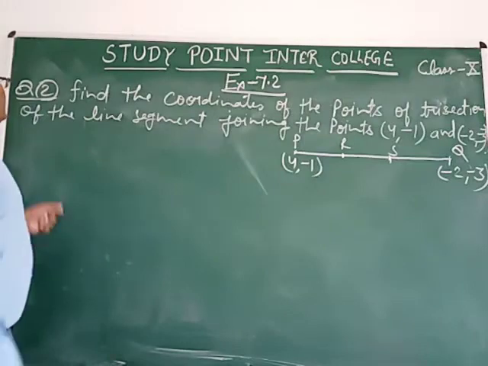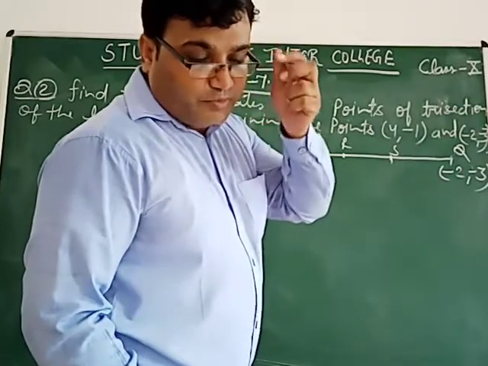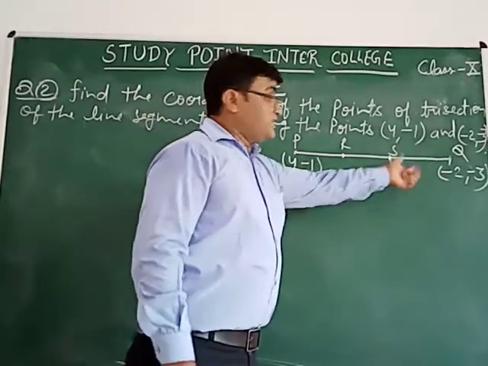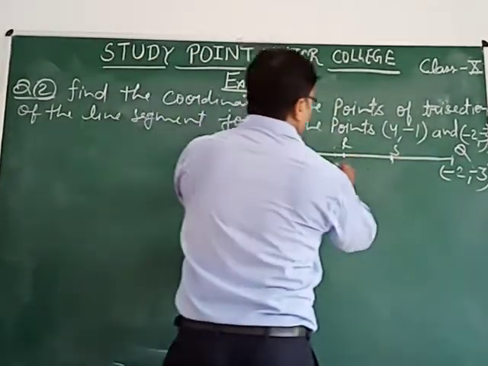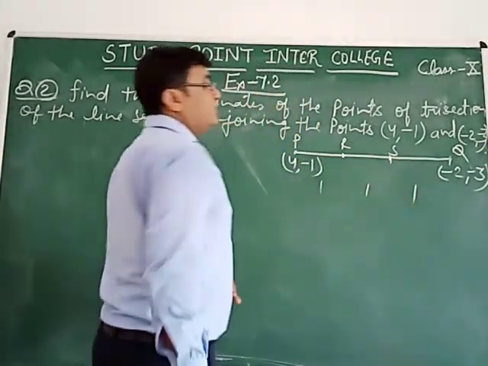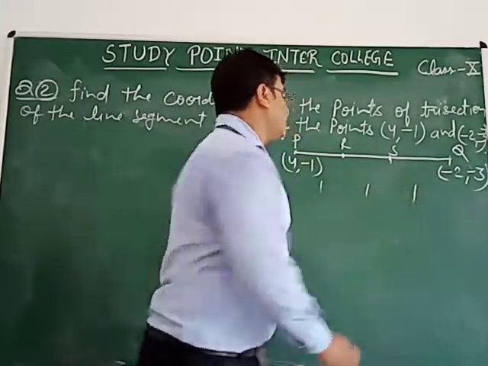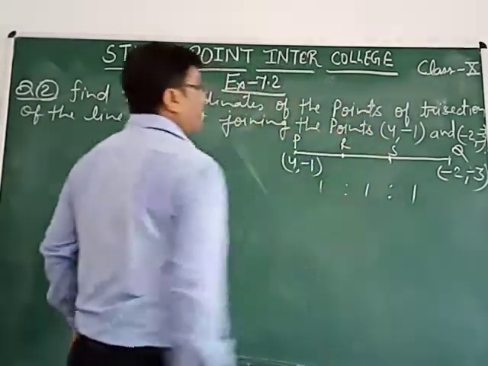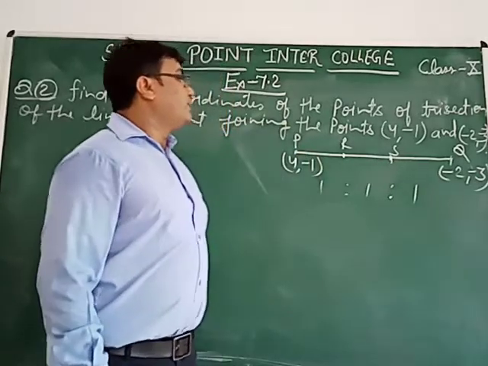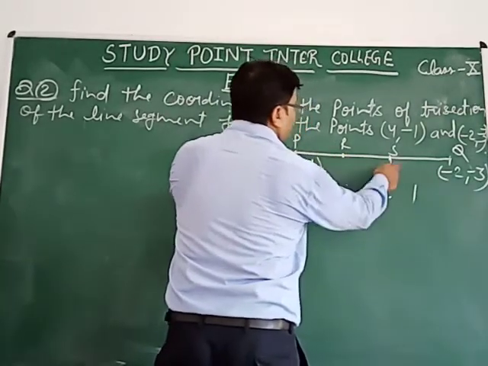Find the coordinates of the point of trisection of the line segment joining the points 4, minus 1 and minus 2, minus 3. Trisection. When the total ratio will be 1, 1 and 1, the 3 parts are here, so the ratio will be 1, 1, 1. When we are taking this point, R is the midpoint for PS.